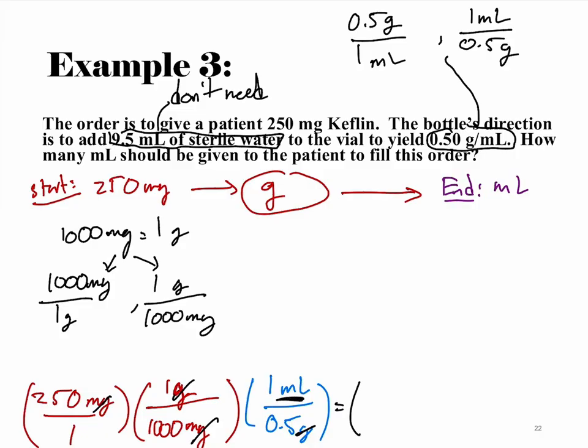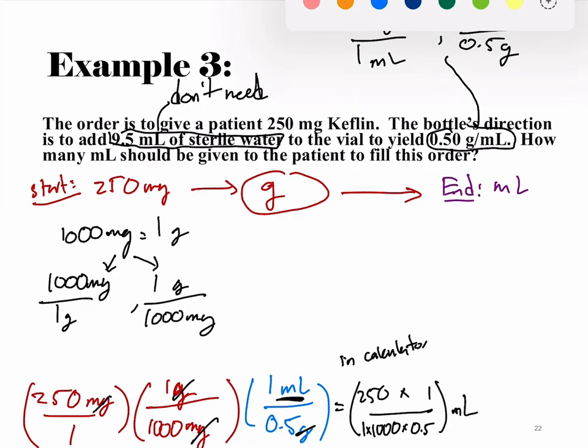So in your calculator, if you're inclined, you can plug in 250 times 1 divided by 1 times 1,000 times 0.5. And all of this is in units of milliliters. And that should give you 0.5 milliliters.